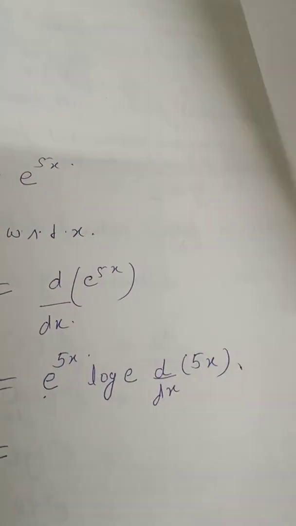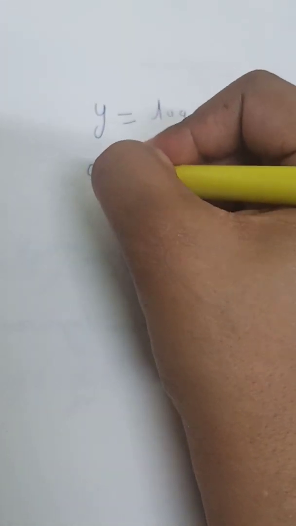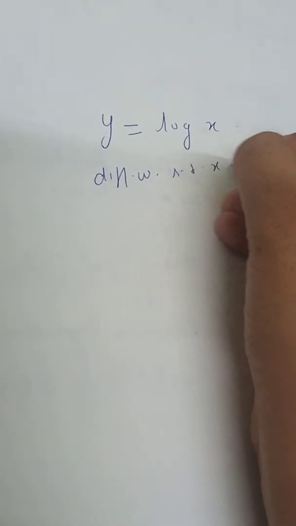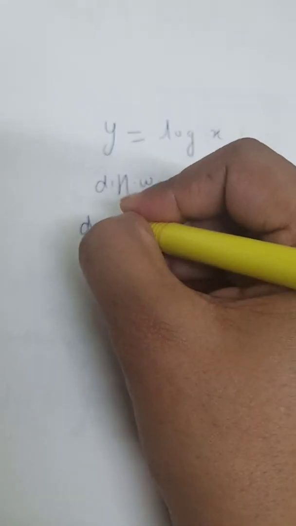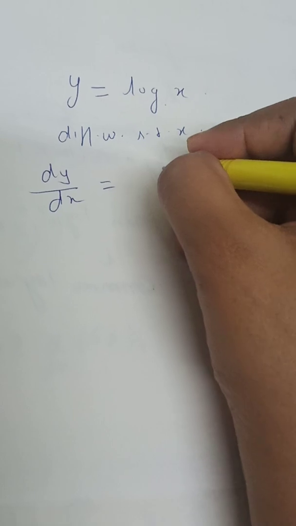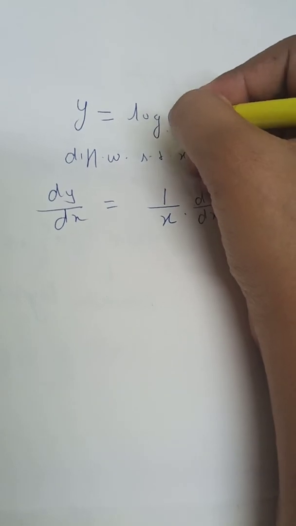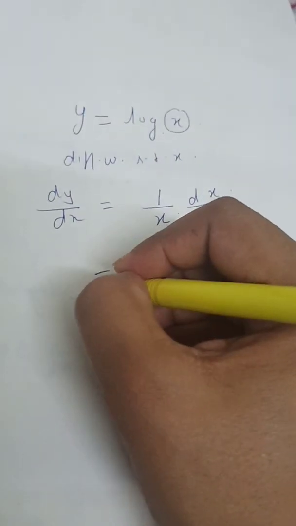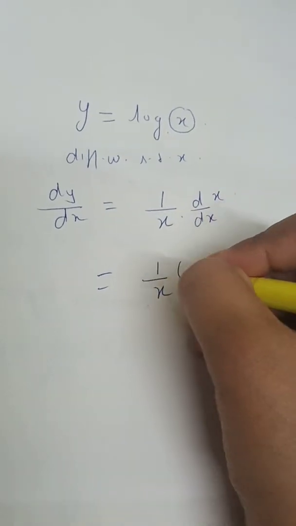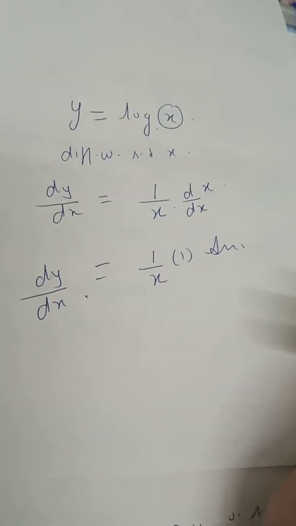Firstly, we will find the derivative of the natural logarithm function, y equal to log x. Differentiate with respect to x. dy upon dx, and the derivative of log x is 1 by x, and then take the derivative of x. 1 by x as it is, and it cancels and it is 1. So the derivative of log x is always 1 by x.